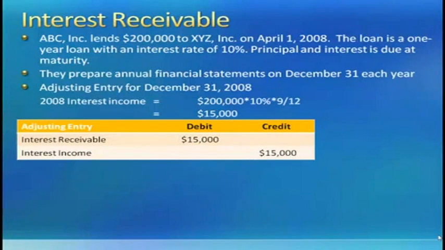And the way we record the earning of that interest is a debit to interest receivable and a credit to interest income. Interest receivable represents a claim to future interest payments, and interest income reflects the fact that we've earned $15,000 in the current year. It's kind of like we charged rent on the money that someone borrowed.